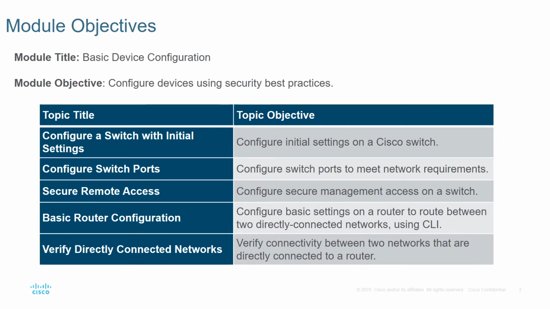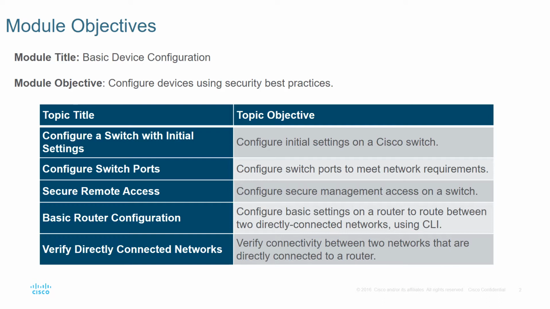The third topic is secure remote access. The objective of this topic is how to configure secure management access on a switch. The fourth topic is basic router configuration. The objective of this topic is how to configure the basic settings on a router to route packets between two directly connected networks using the command line interface, CLI.